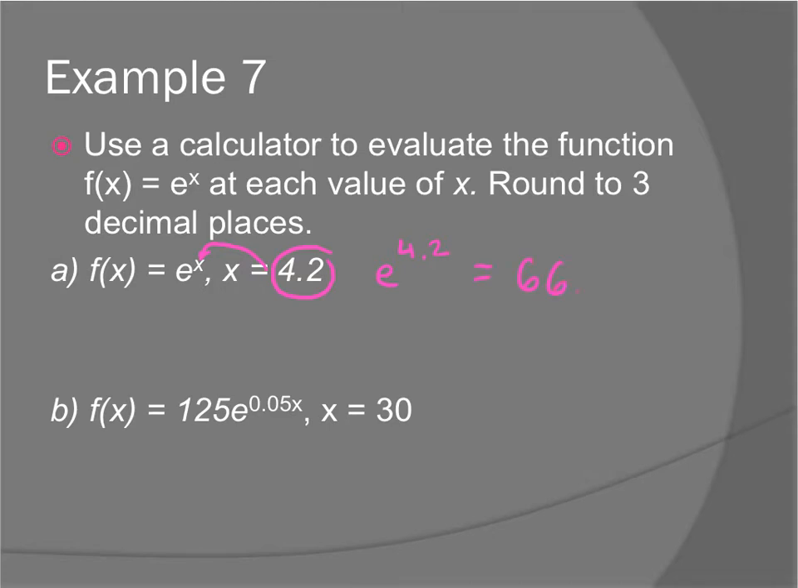I got 66.686. Anybody agree with me? Yeah. Okay. So if you were using the phone calculator, you would put 4.2 and then you click that e raised to the x button. If you were using an iPhone calculator, this is how you would do it. I think in a regular calculator, you would put e and then the little caret 4.2.